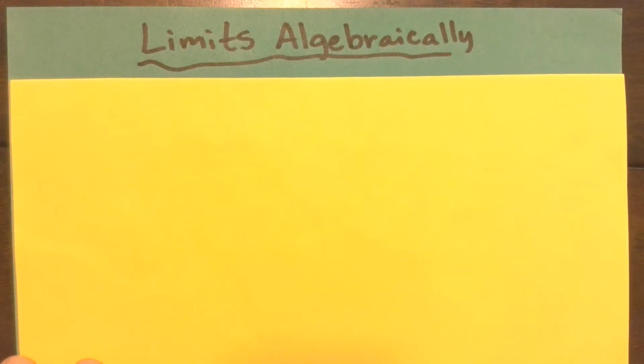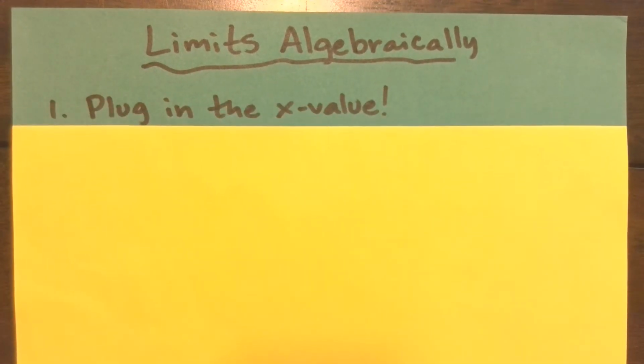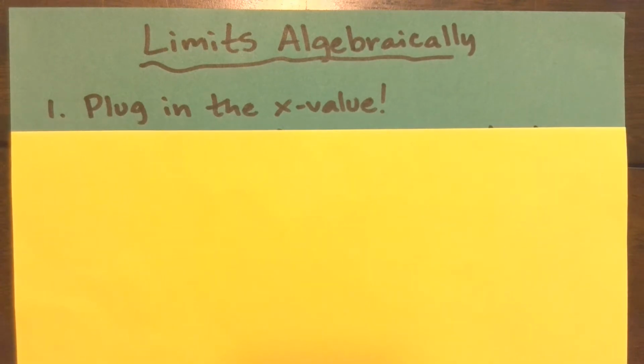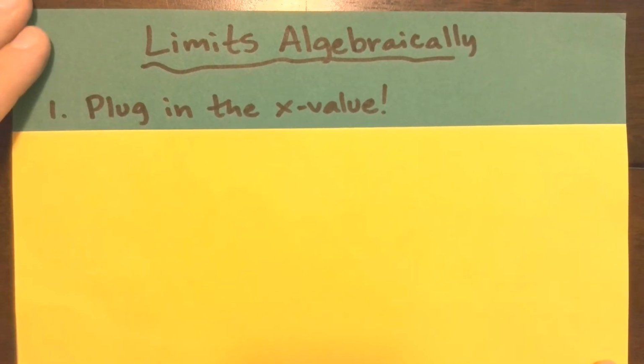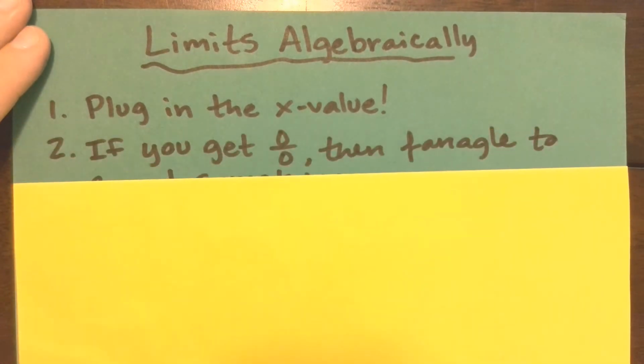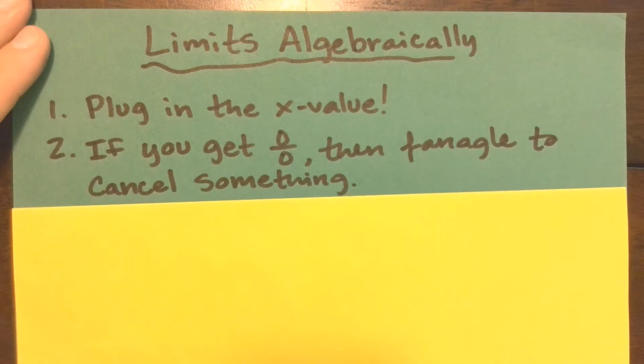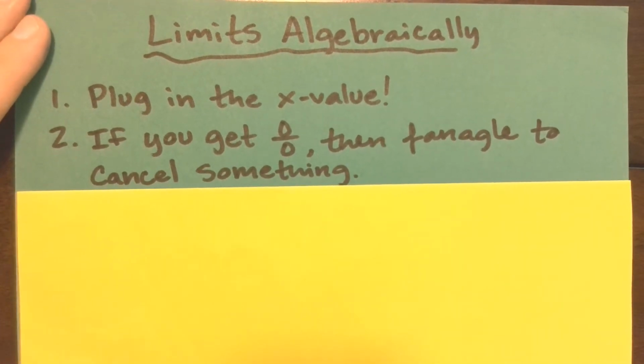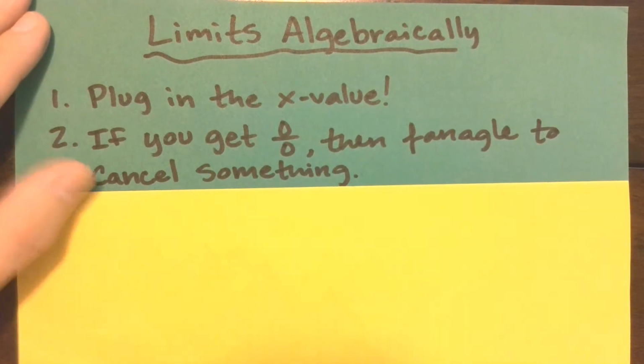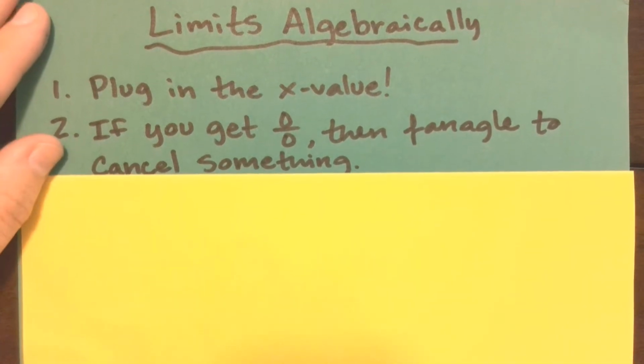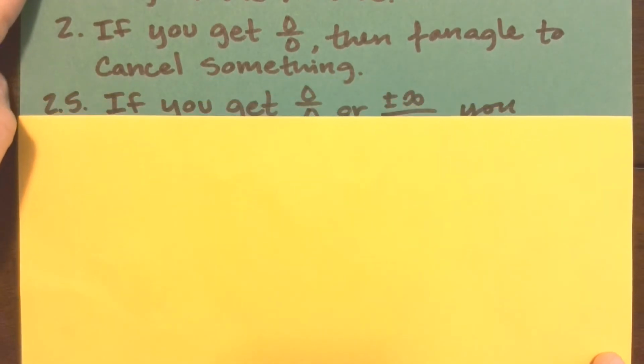When finding limits algebraically, our first step is always to plug in the x value. Sometimes if the function is simple, that's all we need to do. We get out the y value that we needed and we're done. If that does not work, if we end up with 0 over 0, then we want to finagle it. Maybe we've got to multiply by the conjugate. Maybe we need to factor something and cancel, but something should cancel if we get 0 over 0, and then we can go ahead and plug in the x value.